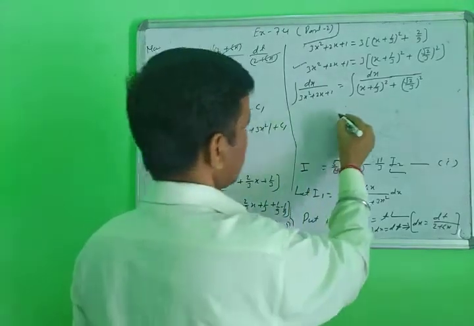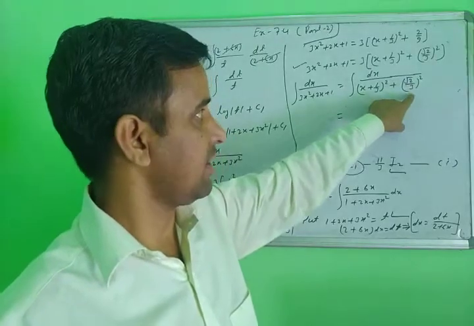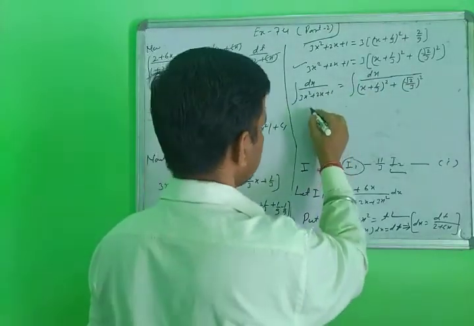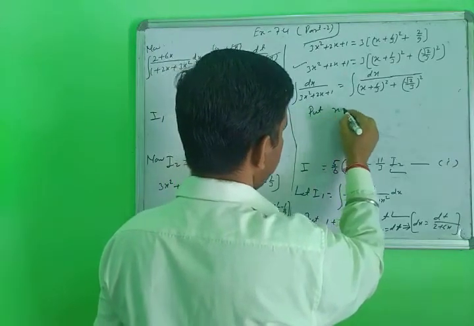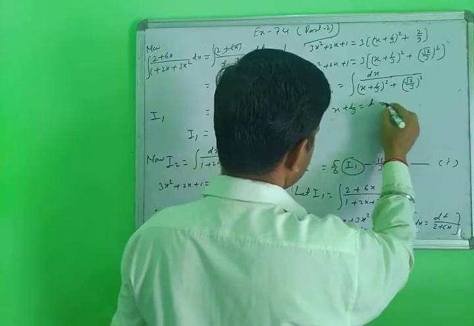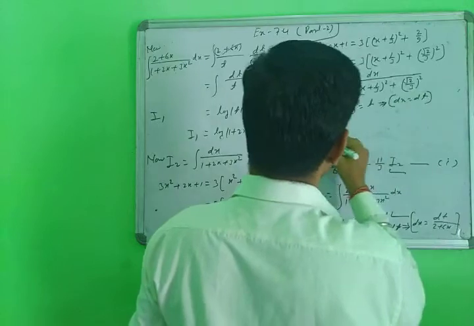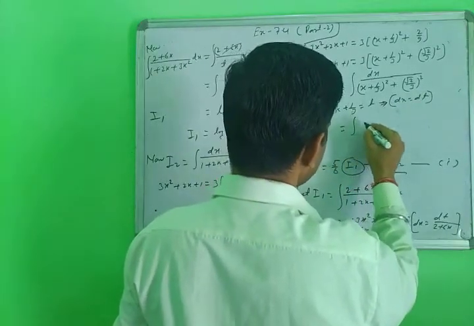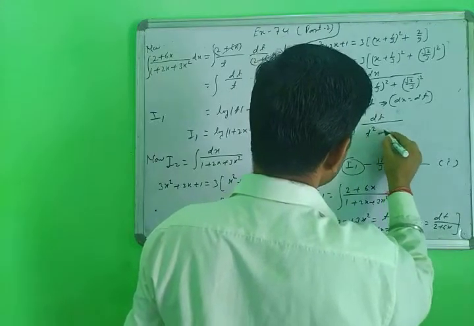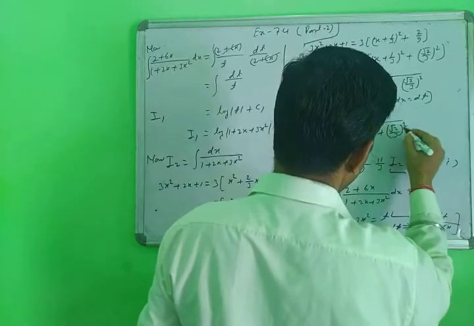But then what is the result of this? This is the form of x square plus a square. Here you substitute x plus 1 upon 3 equal to t. What result comes? dx equals dt. So now you can change it to dt over t square plus (root 2 upon 3) whole square.